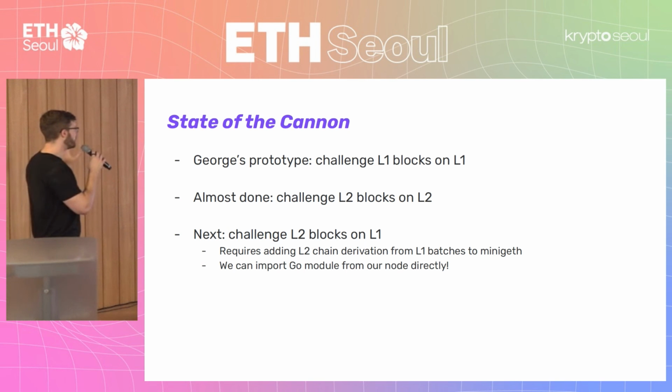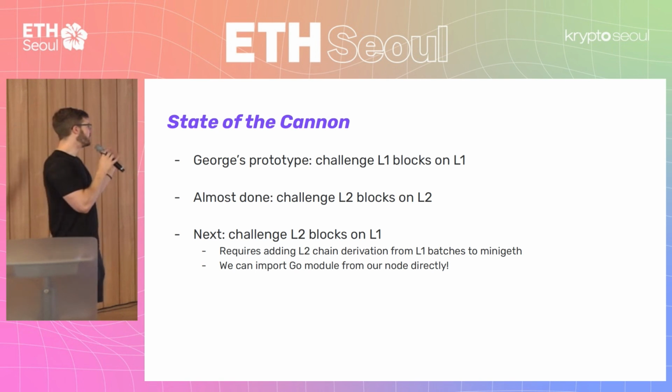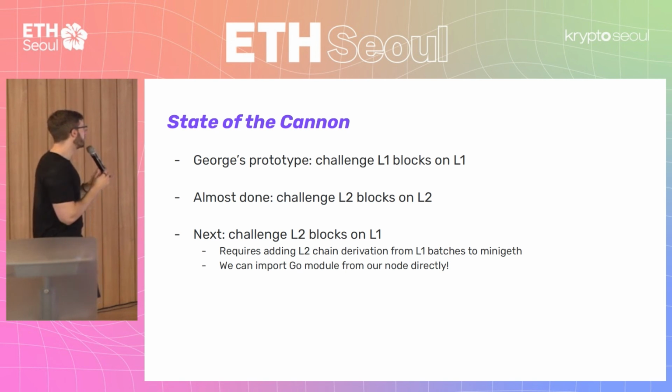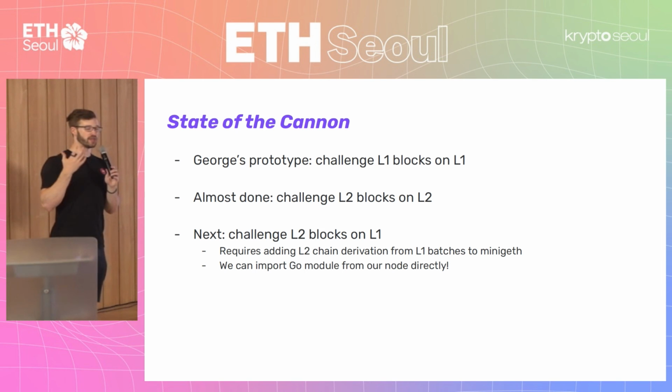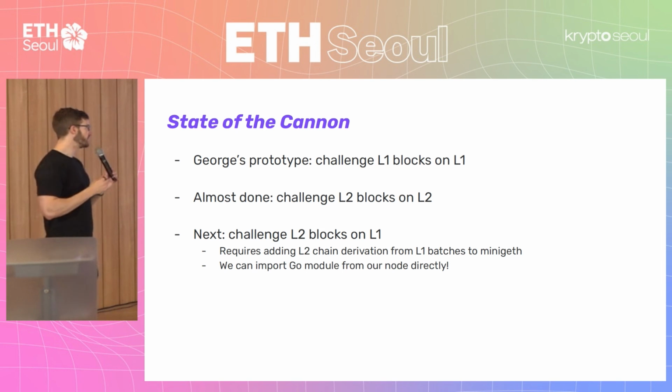And so what we're almost done with is challenging L2 blocks on L2. So it's a simple transposition of this concept, but it shows that whatever changes we made to the original Go Ethereum that we're using on Optimism still doesn't break the system. And then the real thing that we want to do is challenge L2 blocks on L1, right? That's the whole point. And for doing this, we need to add something called L2 chain derivation to Minigeth. And that's the part where we take these transactions that have been posted on L1, so the L2 transactions on L1, and we create blocks from them.